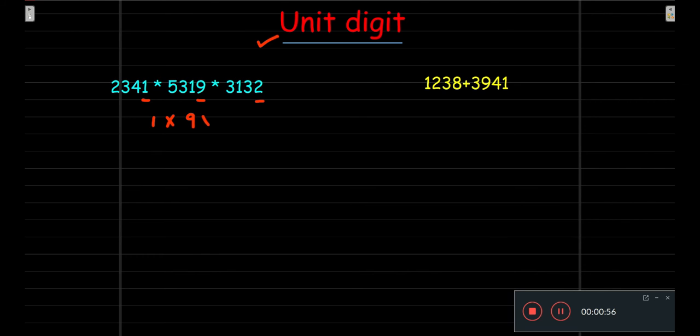1 into 9 into 2. 1 into 9 is 9, 9 into 2 is 18, but the answer is just 8. So our unit digit is 8. Now you can also do the same procedure for addition. You don't have to add the whole figures, just add the unit digits. So 8 plus 1 is 9, so our answer is 9.